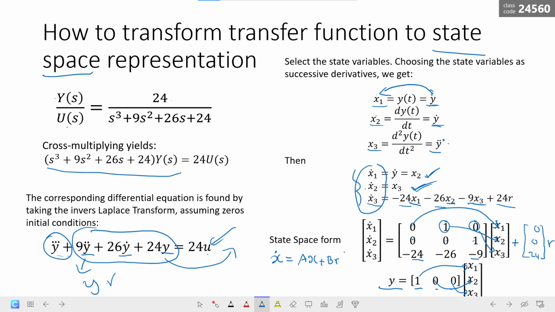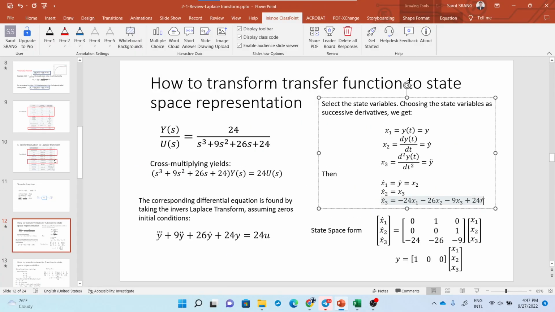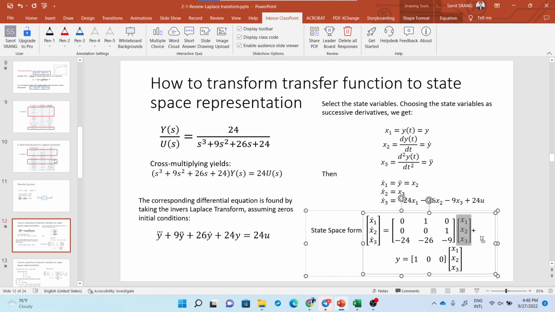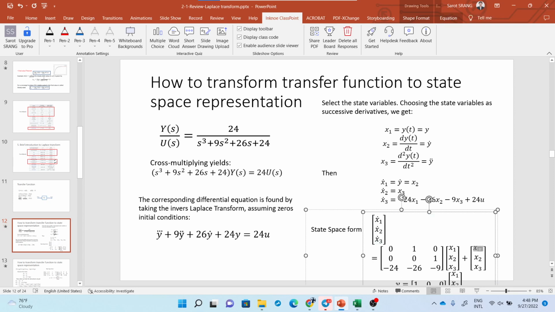Oh, I made a mistake here. Sorry, I should change it, because up here I use u, and so here I should use u as well. U as input. Yes, here also u. So why do I have r here? So I should add, copy and paste, 0, 0, 24 and use it outside like this.